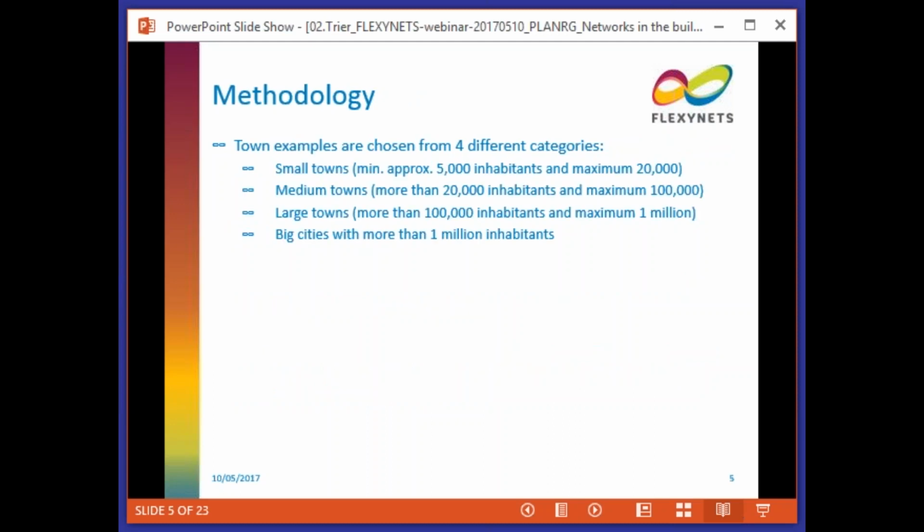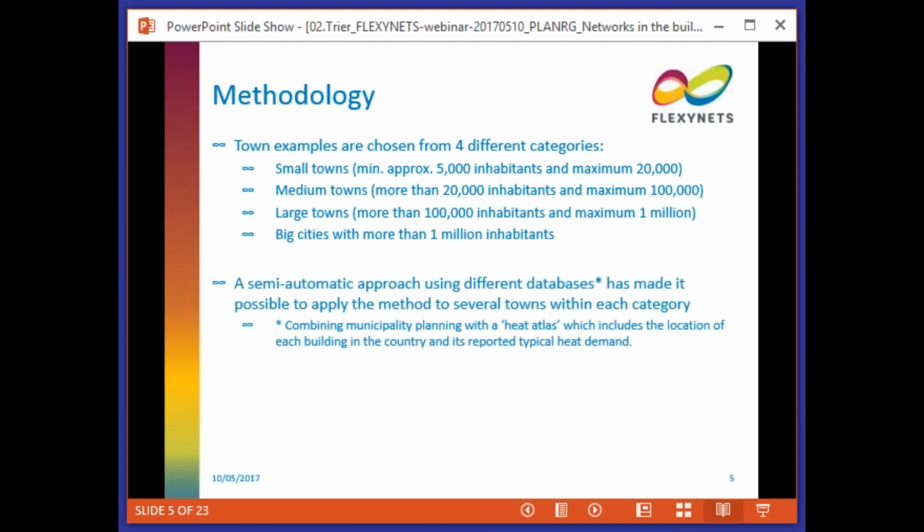So the methodology has been, as I'll explain now, first of all, we split the town examples in 4 different categories. As you can see here, small towns, medium towns, large towns, and then bigger cities with more than 1 million inhabitants. And the approach is semi-automatic, which means that we have combined different databases.